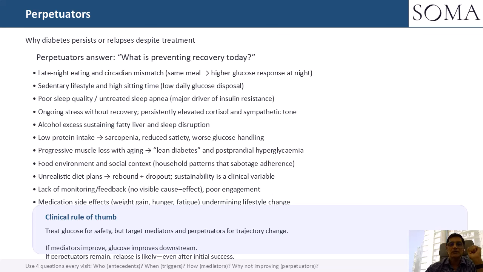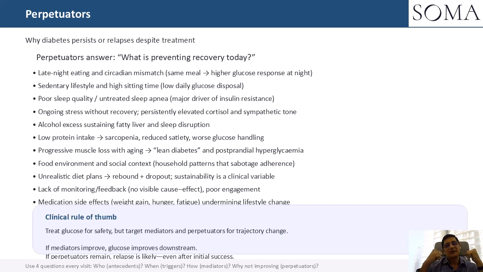Now in functional medicine, perpetuators are not blamed on the patients. They are treated as clinical variables. If sleep is a perpetuator, we treat sleep. If sedentary time is a perpetuator, we prescribe movement. If low protein is a perpetuator, we correct nutritional structure, and if stress is a perpetuator, build recovery systems.